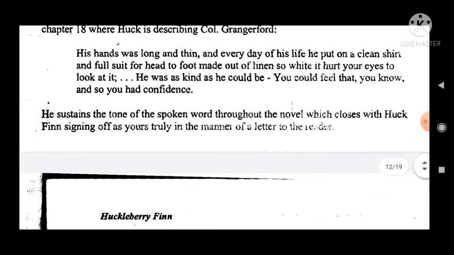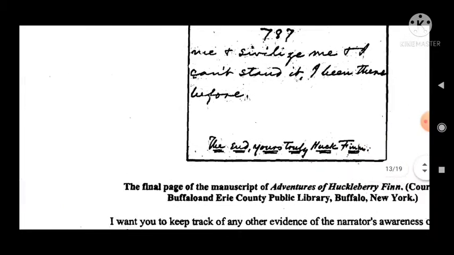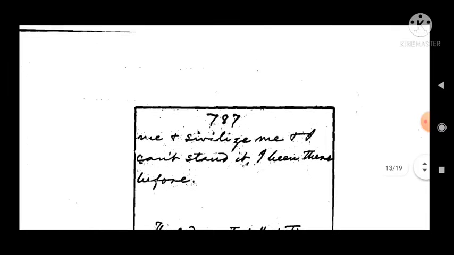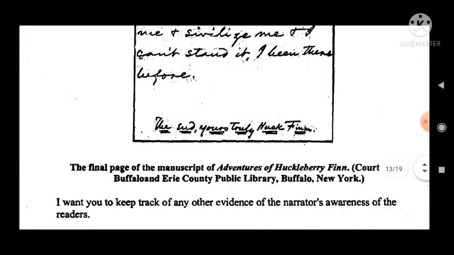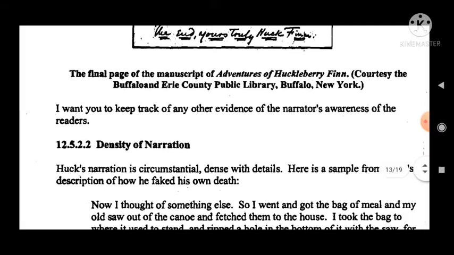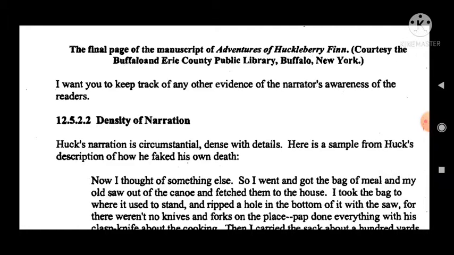He sustains the tone of the spoken word throughout the novel, which closes with Huck Finn's signing off as yours truly in the manner of a letter to the reader. So, the final page of the manuscript of the Adventures of Huckleberry Finn, here is the picture, courtesy of the Buffalo and Erie County Public Library, Buffalo, New York. I want to keep track of any other evidence of the narrator's awareness of the readers.